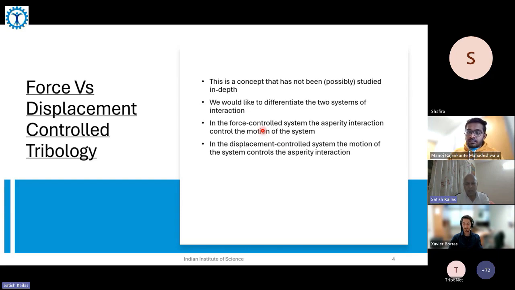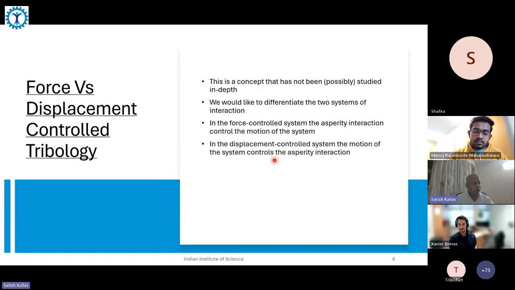Okay, this is different from the displacement control tribology or displacement control system, where you are moving the surfaces at a known displacement rate. So if I am applying a force to the system rather than a known displacement, what would happen is that when I'm having these asperity contacts, the forces would go up. And when the slip takes place between the asperities, it can go and strike the next asperity at a much higher velocity than what we envisage, like a stick-slip condition.